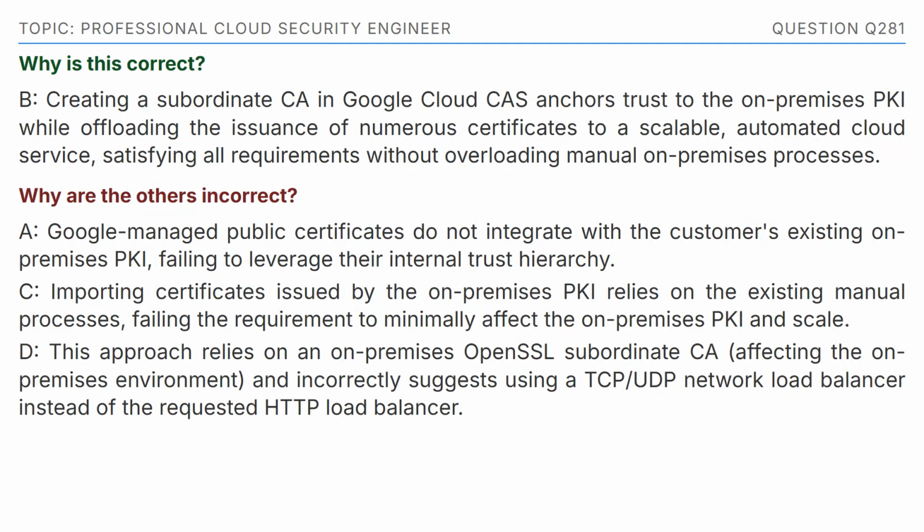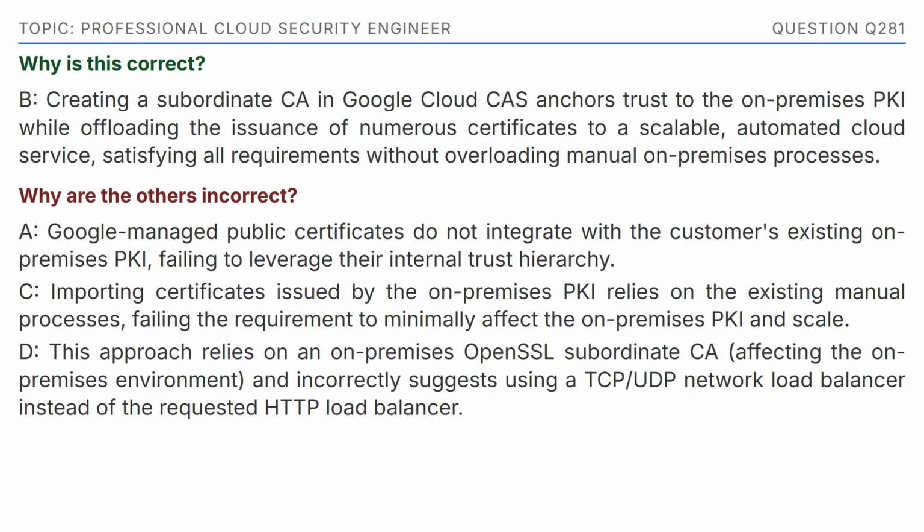B. Creating a subordinate CA in Google Cloud CAS anchors trust to the on-premises PKI while offloading the issuance of numerous certificates to a scalable, automated cloud service, satisfying all requirements without overloading manual on-premises processes. Why are the others incorrect?